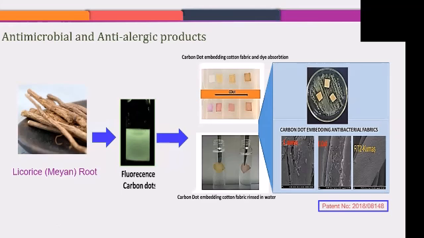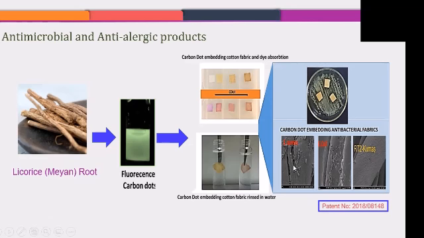So we made fluorescent carbon dots from meyan roots, and with our colleagues, we have shown that they are antimicrobial and anti-allergic. We show it with the in vitro studies. And here there are some images showing the textile with carbon dots, and there are no bacteria around the textile and below the textile. So this is the same image of the textile where there is no carbon dot.